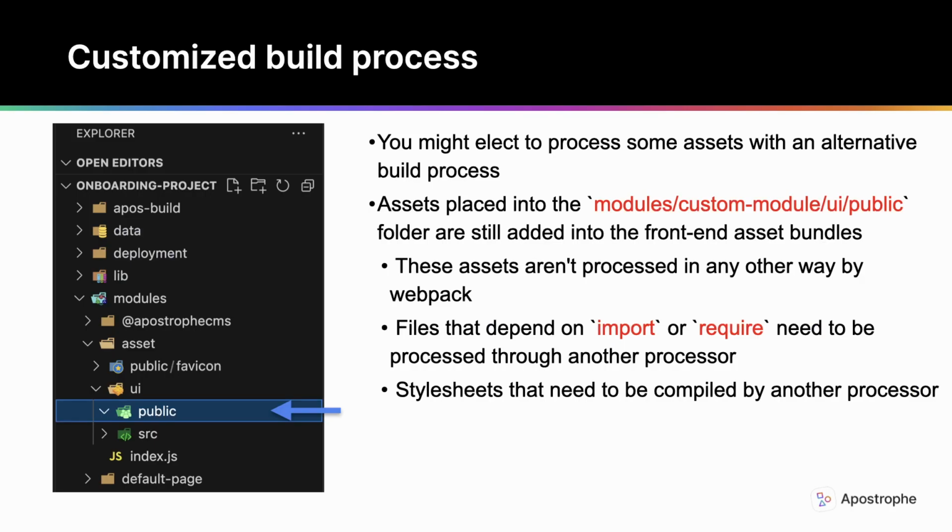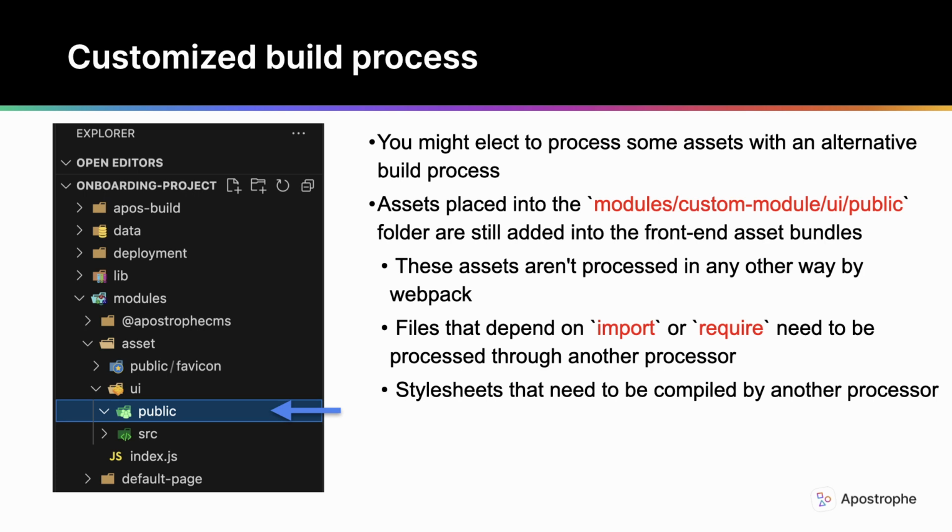You may choose to use a customized build process powered by another bundler. In this case, you can use the Modules, Custom Module, UI, Public folder. Much like the Modules, Custom Module, Public folder, files added to this folder will be brought into the corresponding JavaScript or CSS asset bundle that is added to the front end. The files in this folder will not be compiled or interpreted prior to adding to the asset bundle.